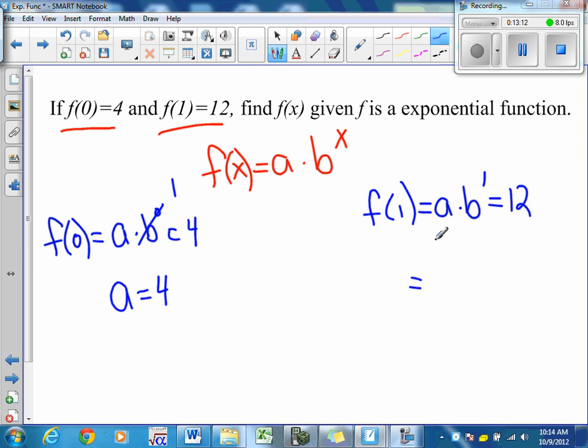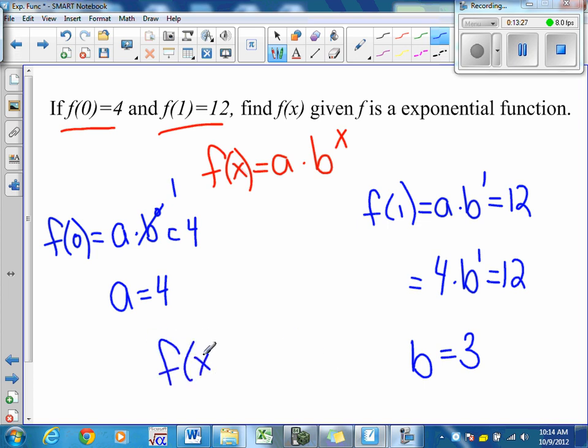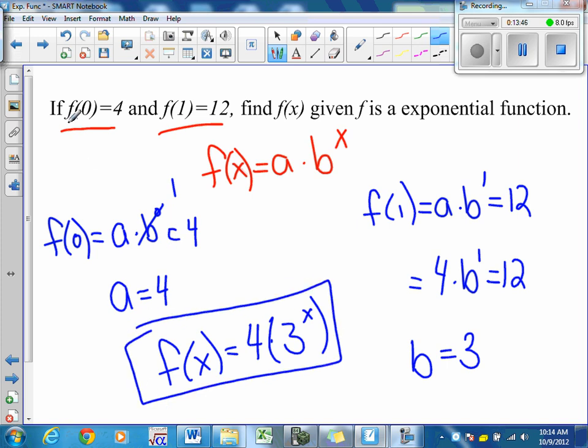Well, I know a is 4, so plug in a is 4, and I get b is 3. So my exponential function here is 4 times 3 to the x. You may even want to put parentheses around that so we don't think of it as 12x. Completely different thing. You can't combine those 3 and the 4. So there's my exponential function that goes through those points.